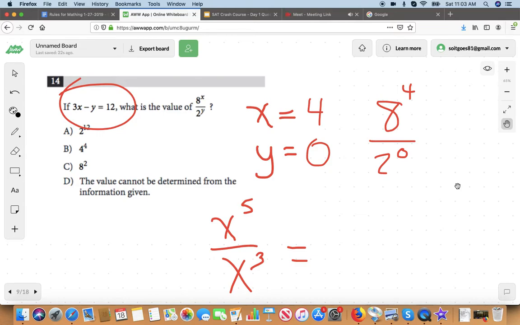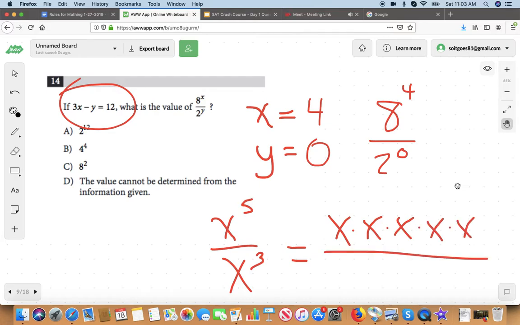Let me show you. I promise you, this is all going to make sense. Think about what it means to raise something to the power of 5. That would be like multiplying it that many times. Yeah, you're multiplying x 5 times, right? So x to the power of 5 means x times x times x times x times x, right?